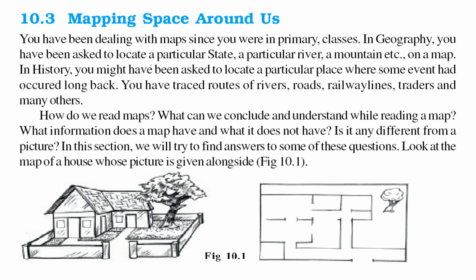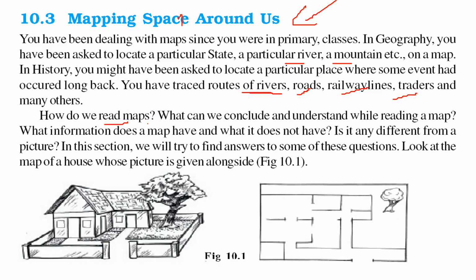Mapping space around us. Whenever we are dealing with maps, which we were taught in the primary classes, and in real life also, we need to locate certain places, like a particular river or a mountain on a map, and we have historically seen this being done. Historians trace routes of rivers, roads, railway lines, traders and others. So this is the basic building block of everything around us, like the Google Maps we see today.